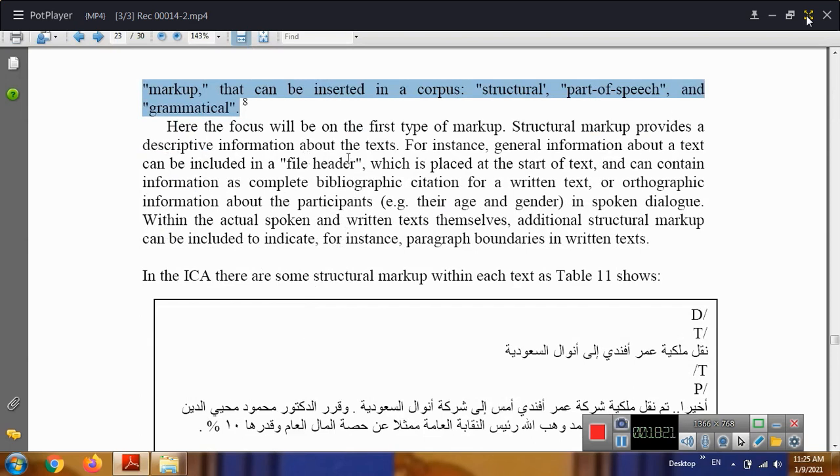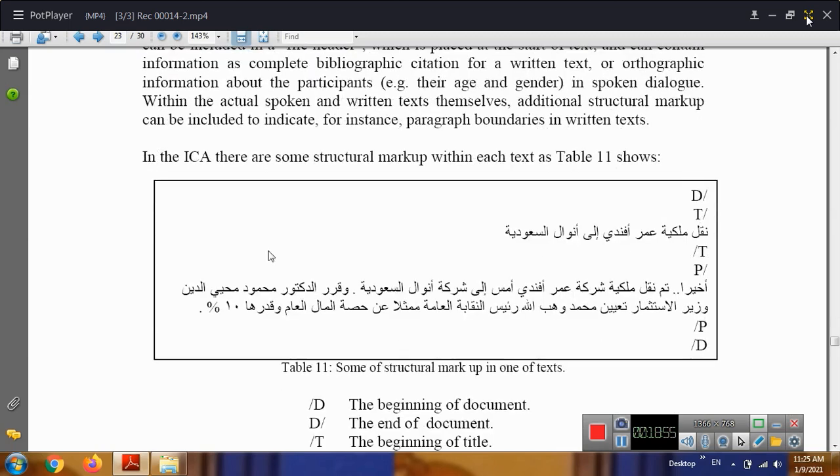Structural markup provides descriptive information about the text. For instance, general information about the text can be included in a file header, which is placed at the start of the text and can contain information such as a complete bibliographic citation for a written text, or orthographic information about the participants, their age and gender, in a spoken dialogue. Within the actual spoken and written texts themselves, additional structural markup can be included to indicate, for instance, paragraph boundaries in written text. In the ICA, there is some structural markup within each text, as Table 11 shows.